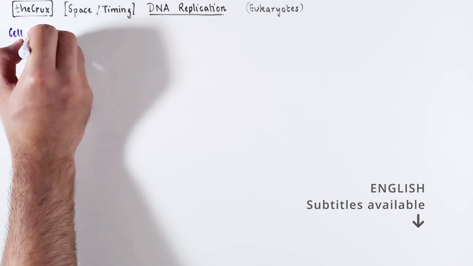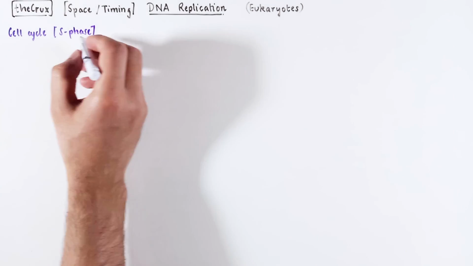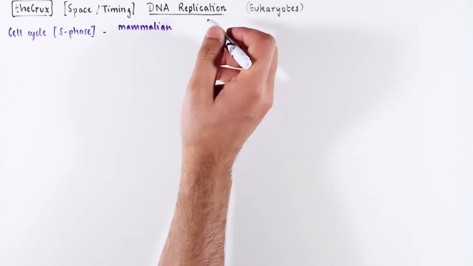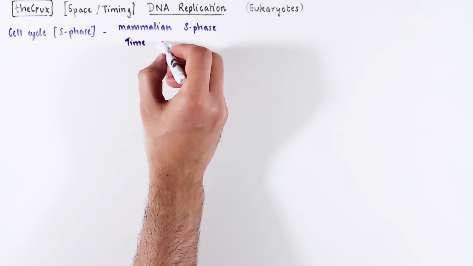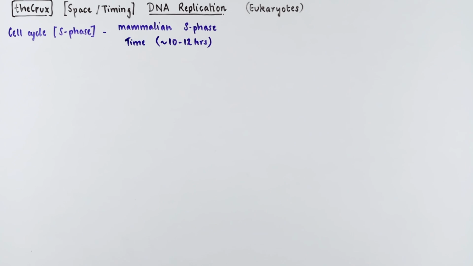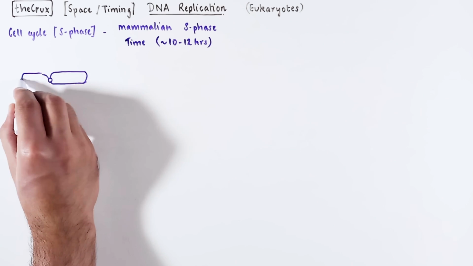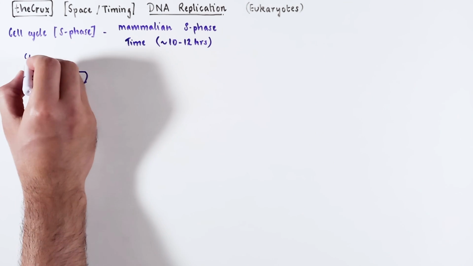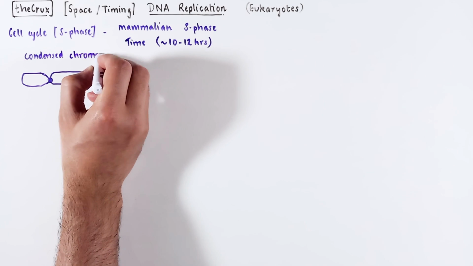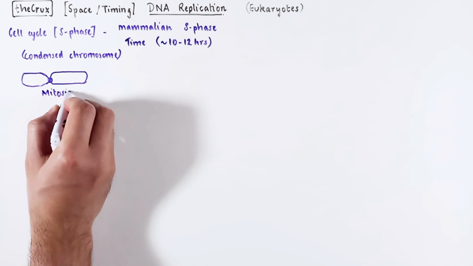At this point, you already know that DNA replication starts in the S phase of the cell cycle. And in mammals, the S phase can take around 8 to 12 hours to complete. In textbooks, typically the chromosome is represented as this bar-shaped thing. But this is really a condensed chromosome, which is seen in mitosis.